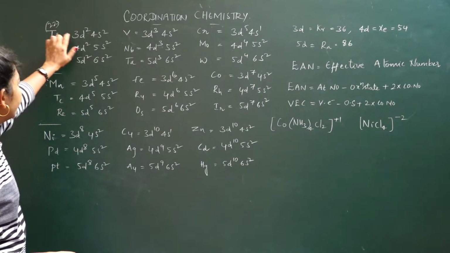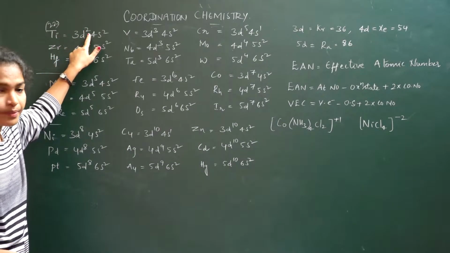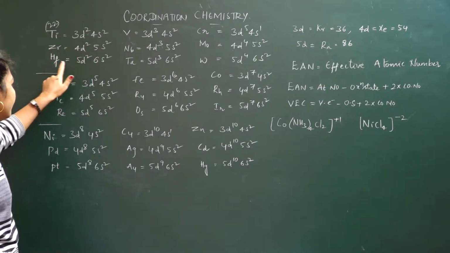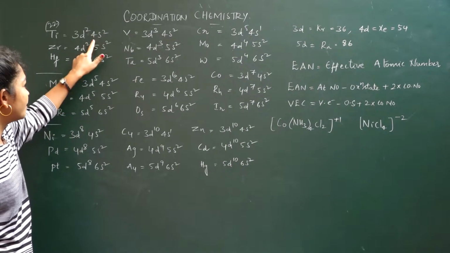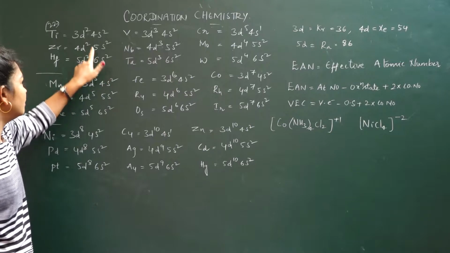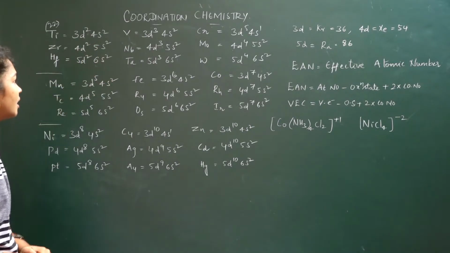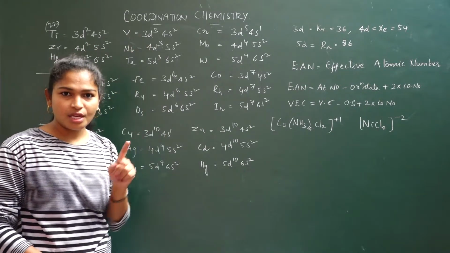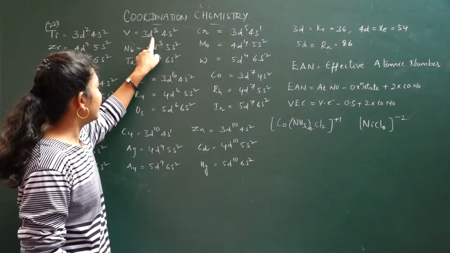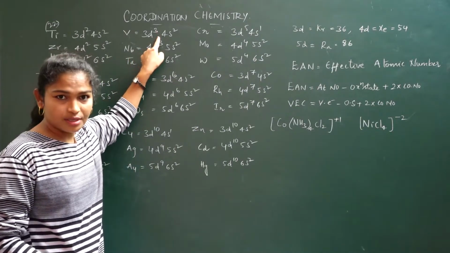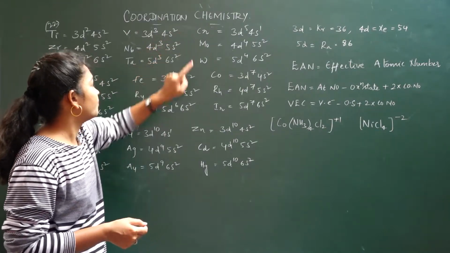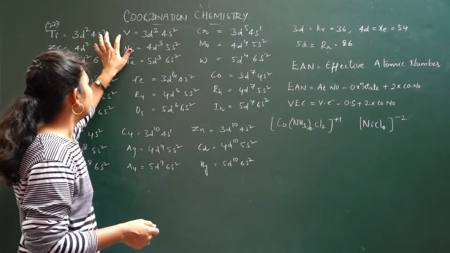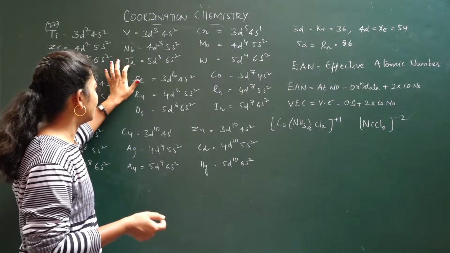So for group 22 we have titanium 3d2, zirconium 4d2, hafnium 5d2. Here also the principal quantum number will be increasing: 4s2, 5s2, 6s2. Now comes vanadium. Vanadium is 23, right? So in d we have 3 electrons, and in s 2: 3d3, 4s2.